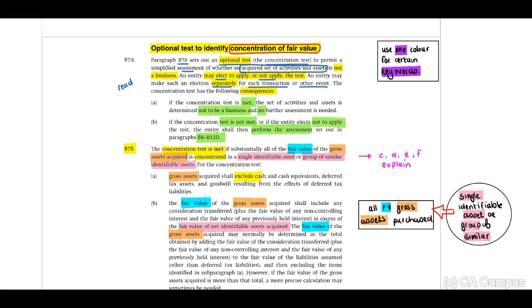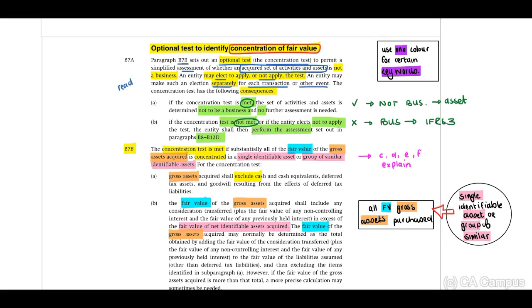The concentration test has the following consequences. Right, now this is important. A, if the concentration test is met, yes, then this is not a business. Now this is important, and it might be confusing, guys, because normally if we say yes to something, then you think yes, it applies. But now, if the concentration test is met, it is not a business, and this will be normal assets acquired. B, if the concentration test is not met, then it is a business, and we need to apply our principles in IFRS 3.